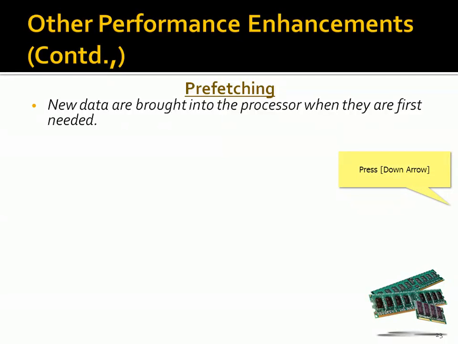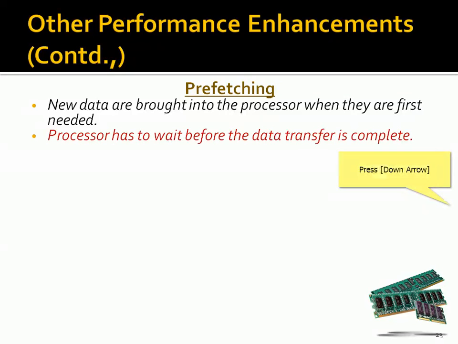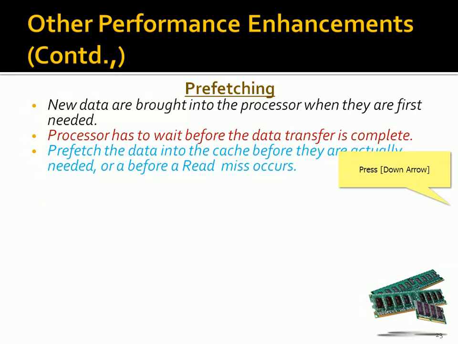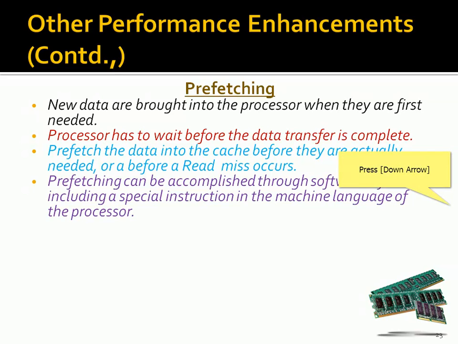Pre-fetching is a part of the performance enhancement of the system. New data are brought into the processor only when they are first needed, so the processor has to wait before the data transfer is complete. Instead, prefetch the data into the cache before they are actually needed. Advanced fetching of instructions is essential here to avoid the processor waiting time before a read miss occurs. Prefetching can also be performed through software, by adding a prefetch instruction to the machine language of the processor. So that is prefetching.